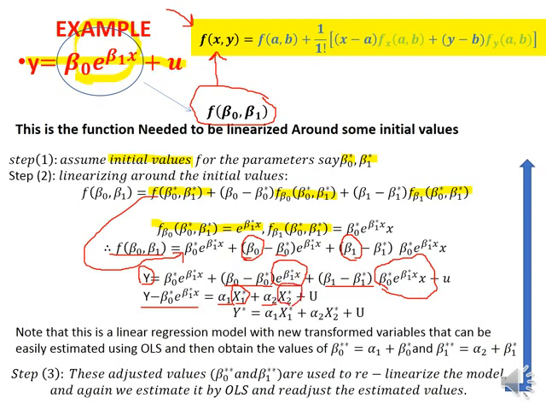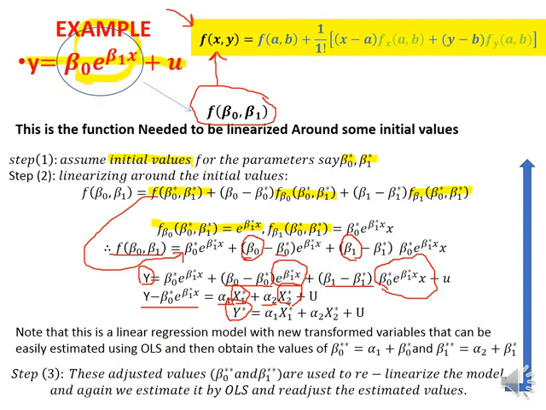So I will end up with a linear regression model but with new transformed variables. Instead of y, I have y star. Instead of x1, I have x1 star. Instead of x2, I have x2 star. Instead of β1 and β0, I have α1 and α2. Now, this model is a linear model.